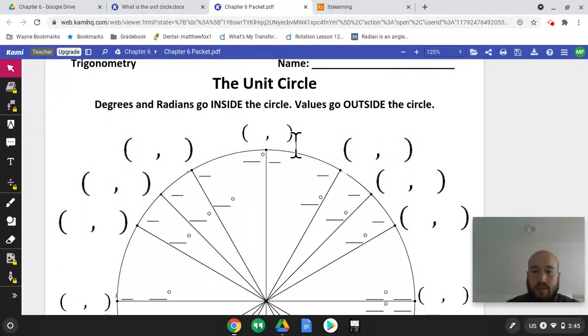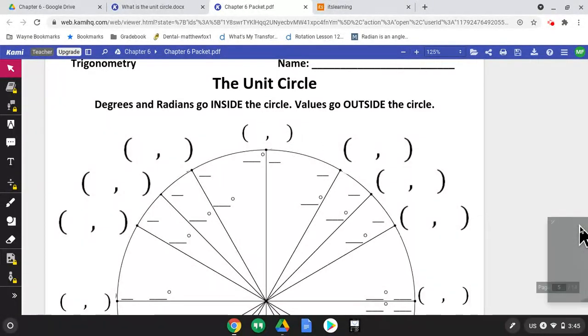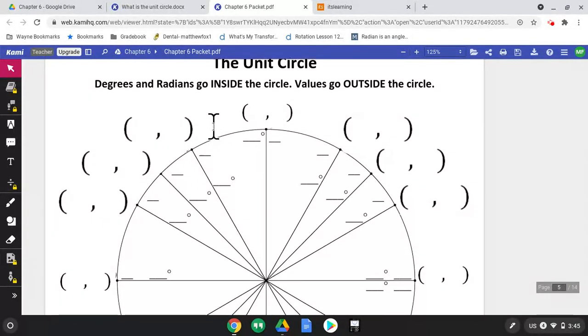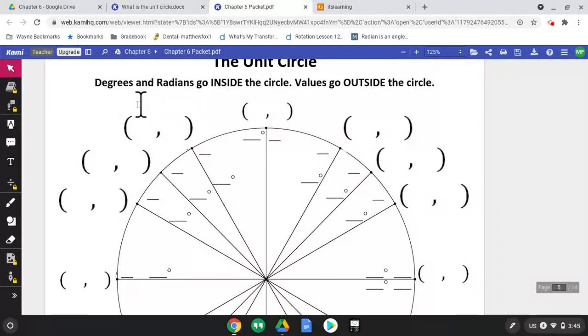So our unit circle, I'm actually going to close this video so that I have some more space here. But our unit circle has a couple different things on it. Degrees and radians go inside our circle. You'll notice here's the degree sign, and here's a blank spot where our radians go. Then the values go outside the circle, like coordinate points. I don't want to get ahead of myself, so let's start with degrees.